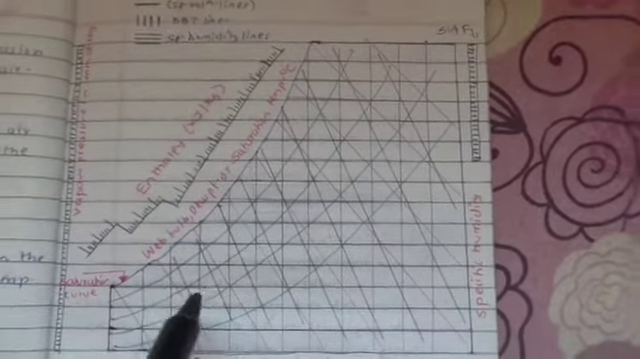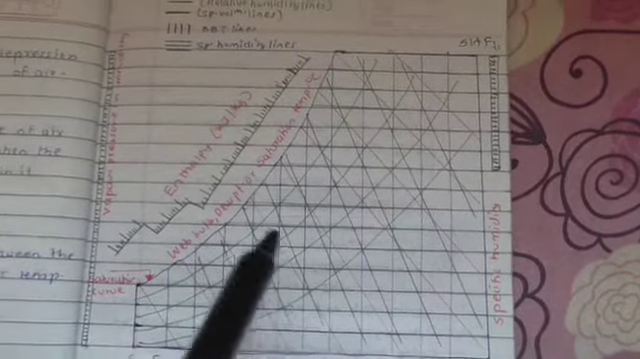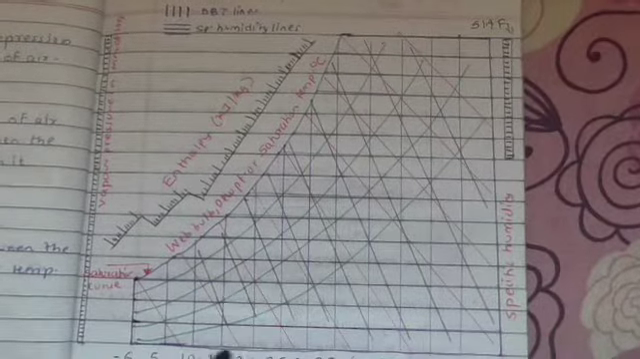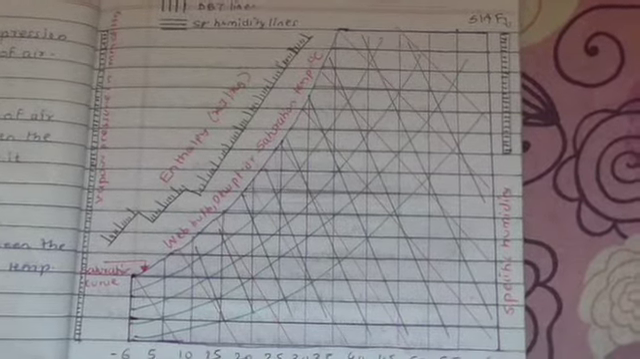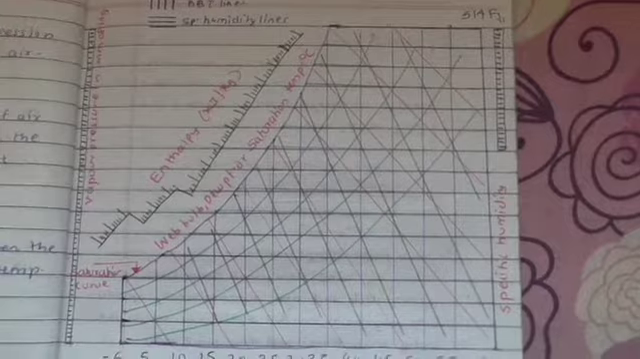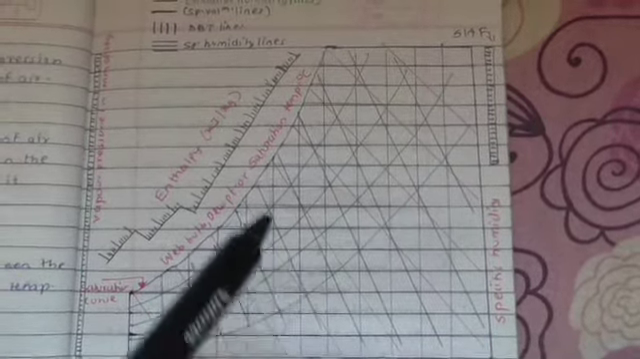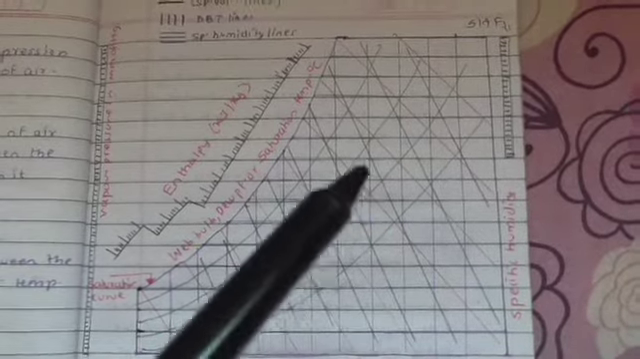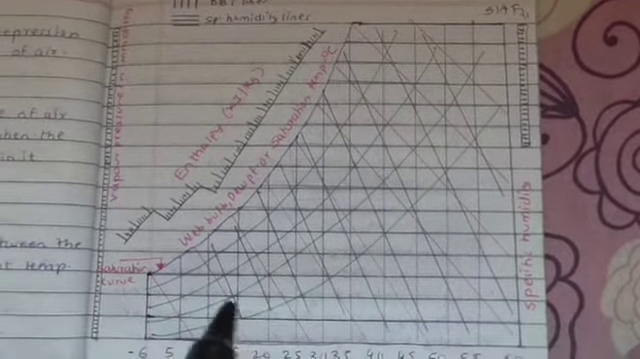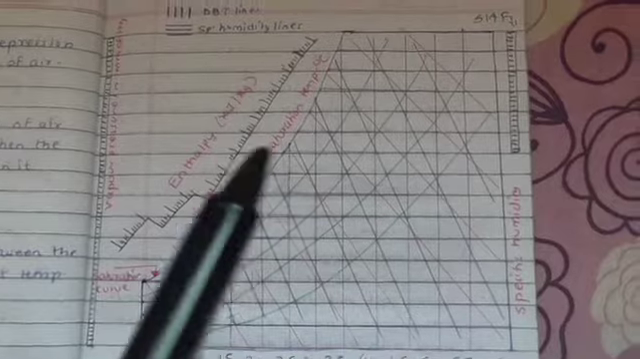Also we have these black lines between all the other lines. These lines indicate the specific volume values, which are used for finding out the mass of air supplied to the air conditioning system. The specific volume lines are in terms of meter cube per kg of dry air. So these are the particular values.